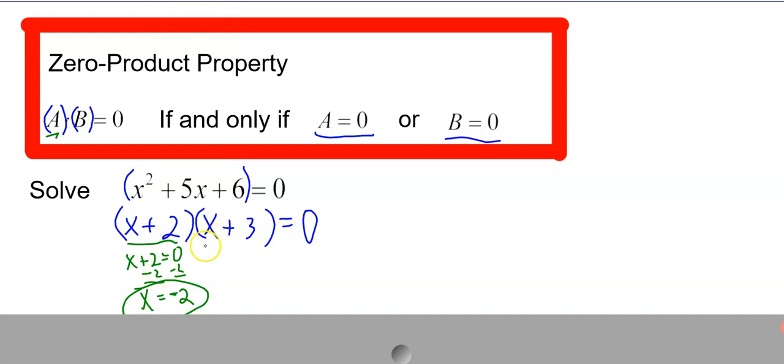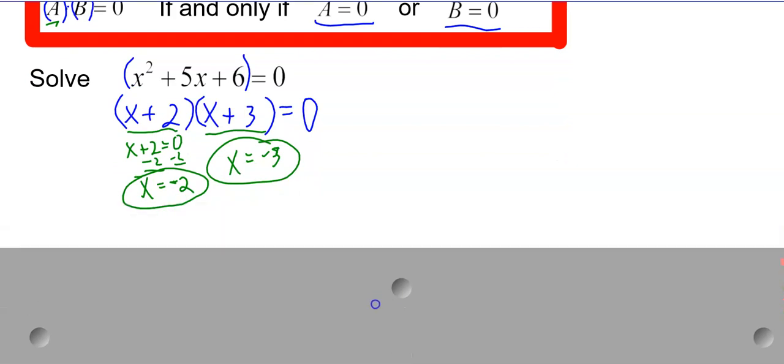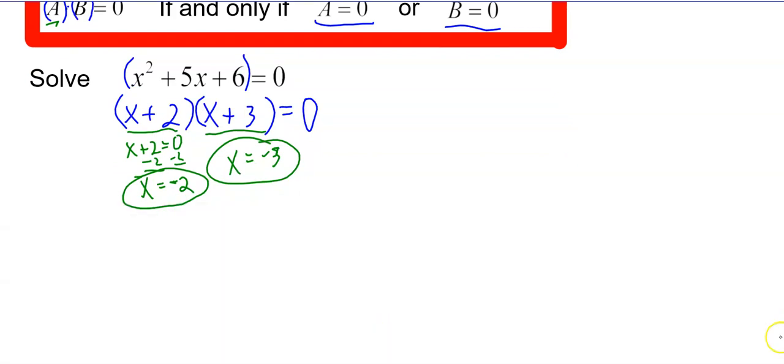Some students get pretty good at this. Instead of actually setting this equal to zero, they can do it in their head. They go, what value makes that parenthesis zero? And they just go, oh, x equals -3. That's my other solution here. And so there's two solutions to a quadratic. That's not that surprising. We've seen quadratics where there's two solutions before.